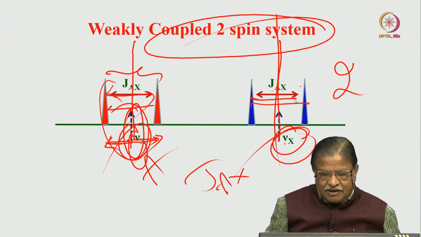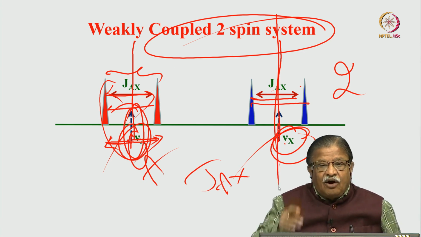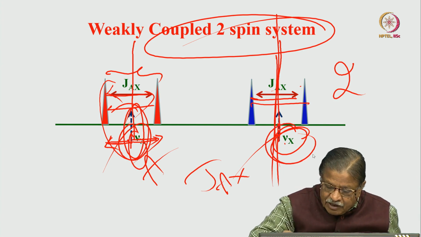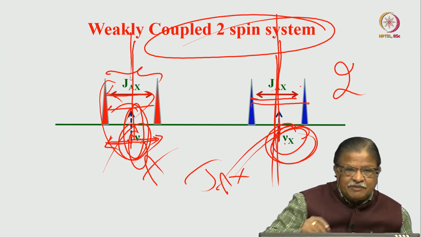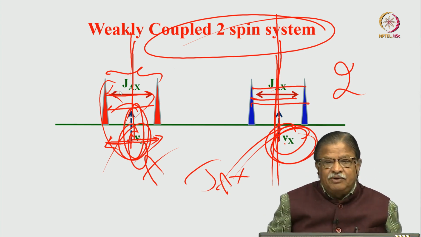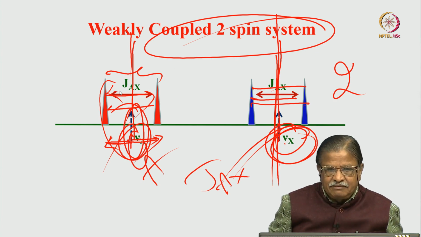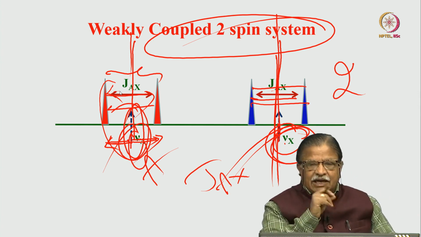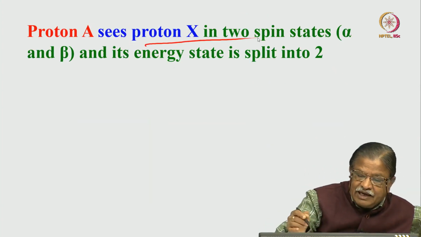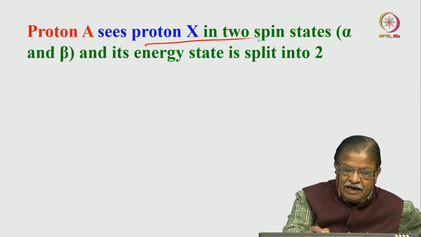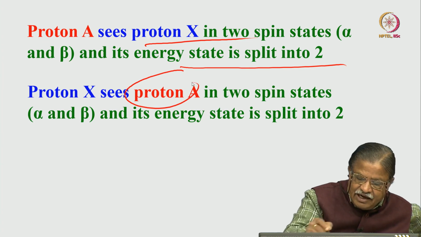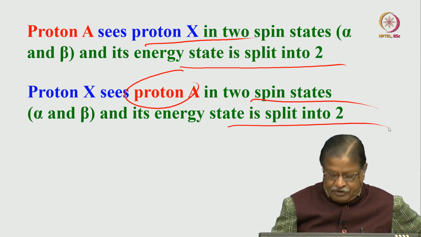That is what you are going to measure, and the center of this doublet always corresponds to its chemical shift. The center of this doublet corresponds to the chemical shift of X, the center of this doublet corresponds to the chemical shift of A. The separation within these doublets corresponds to the J coupling. You understand? So, one important point which you should know here is, proton A sees proton X in two spin states, alpha and beta, and its energy is split into two. Proton X sees proton A in two spin states and its energy is split into two.